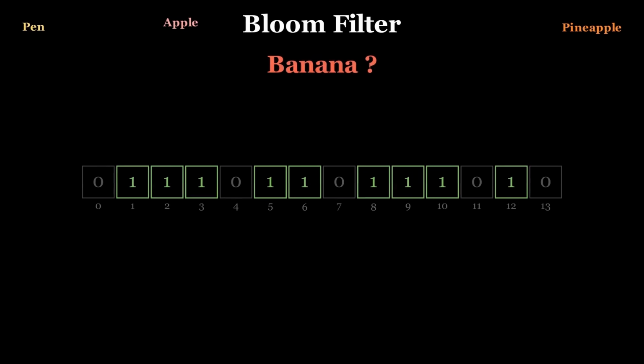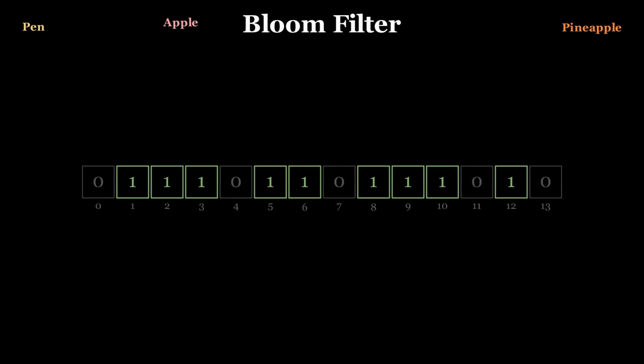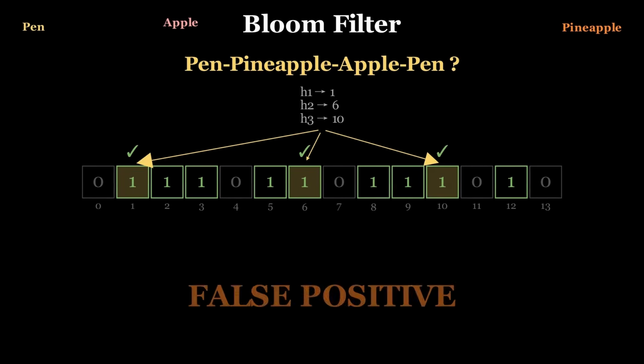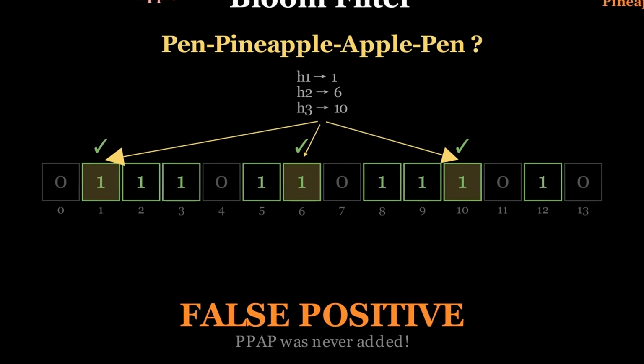Now someone queries banana, you hash it, check the positions, and hit a 0, which means mathematical certainty that banana was never added, so you reject it instantly without touching the database at all. But then someone queries pen pineapple apple pen, a string you never actually added, but every bit it needs happens to already be flipped from earlier insertions. So the filter says probably yes. That's a false positive. The filter got fooled by coincidence, so now you go check the actual database to confirm.